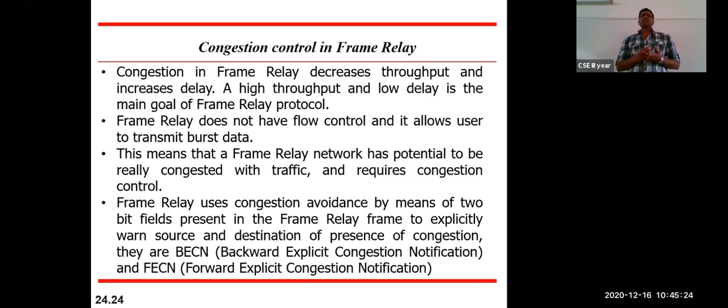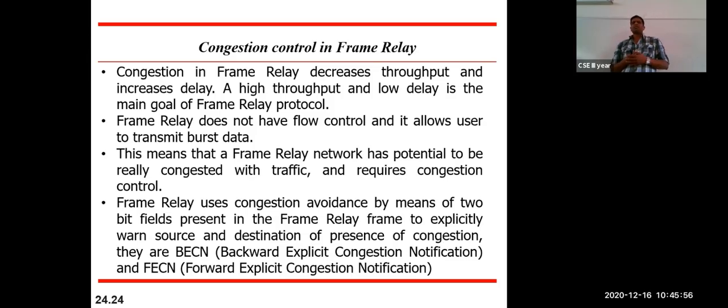Second point is frame relay does not have flow control and it allows the user to transmit burst data. This means that a frame relay network has the potential to be really congested with traffic and it requires congestion control. A TCP has fewer chances of congestion, but in a frame relay network, because there is no flow control and burst data can be transmitted, there is a very high chance of congestion happening in the network.